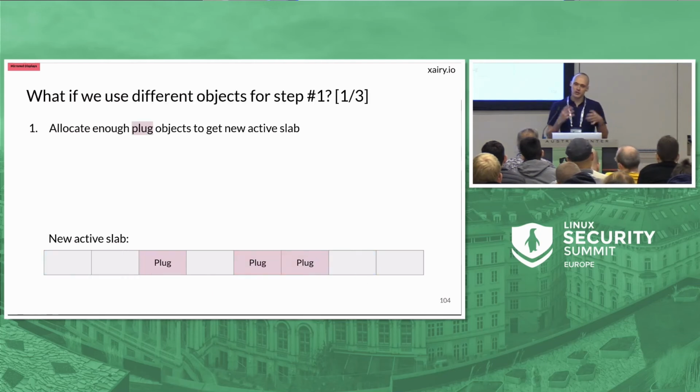Then the question is, why do we specifically use target objects to fill the holes? What if we use some other type of object? Let's call them plug objects. So let's say we use these plug objects to get a new active slab, to fill all the holes and make the SLUB allocator get a new active slab.